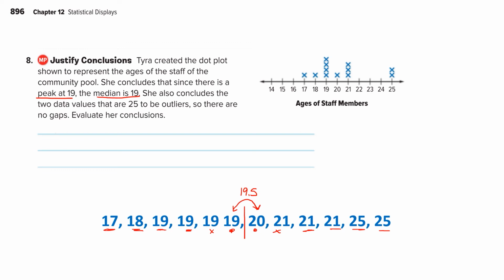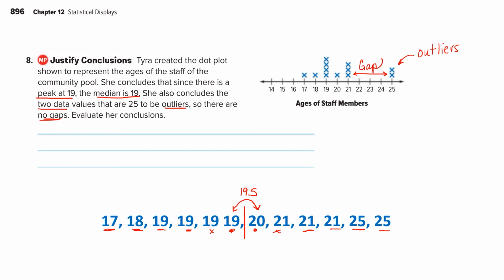Her next conclusion is that there are two data values that are outliers at 25. So there are no gaps. Okay, even though these are outliers, I guess she's considering that they're really not representative of the data. There still is a gap, okay? And the gap is right here. This is the gap.